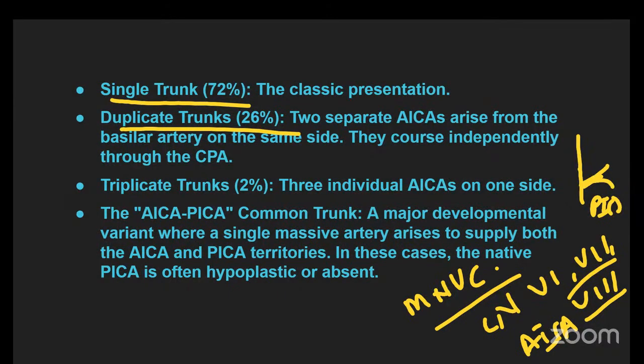Usually PICA arises from, can somebody mention? Vertebral artery. That's right. Usually the PICA arises from the vertebral artery and the AICA arises from the basilar artery after both of the vertebral arteries have combined together to form a single trunk. But a very rare anatomical variation is when there's a single trunk arising from the basilar artery. That trunk has both the origins of AICA and PICA, and usually in these scenarios, PICA is hypoplastic. So this is an AICA dominant system.